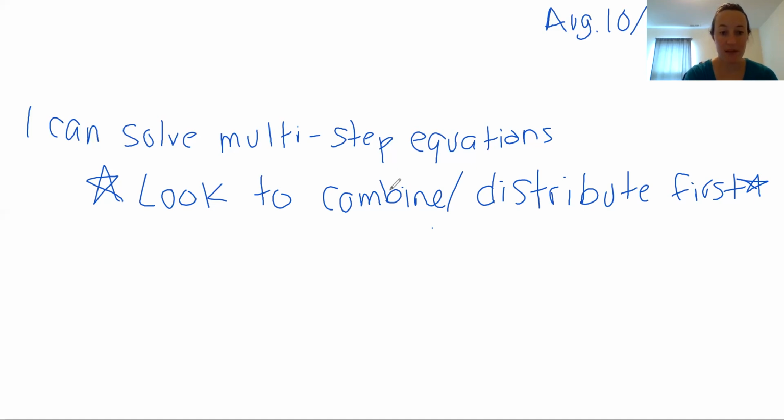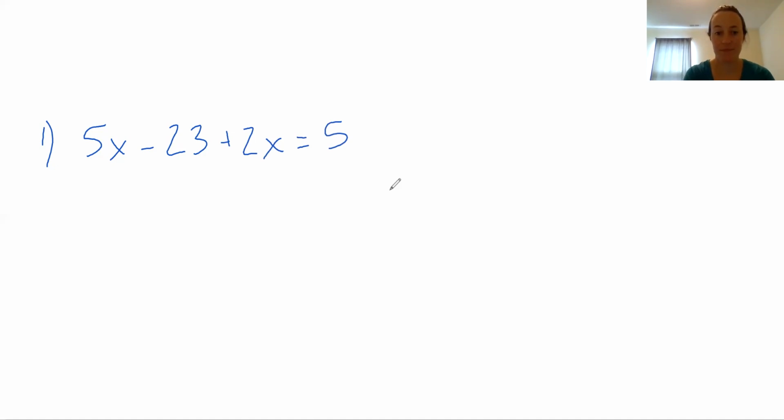So I think space-wise, I'm going to go ahead and jump to the next page. You guys just keep going on what page you have. And so example 1, what I want you to write is 5x minus 23 plus 2x is equal to 5. If you want to stay organized, I always start by drawing my line. If you need to do that, you can do that.